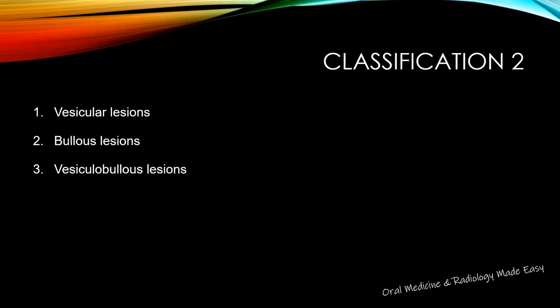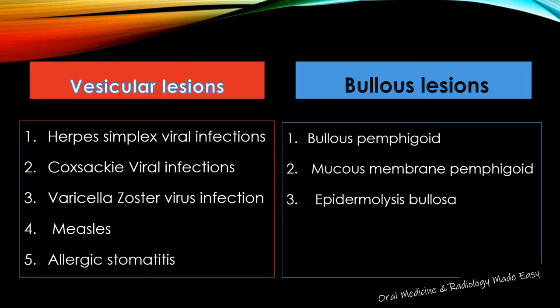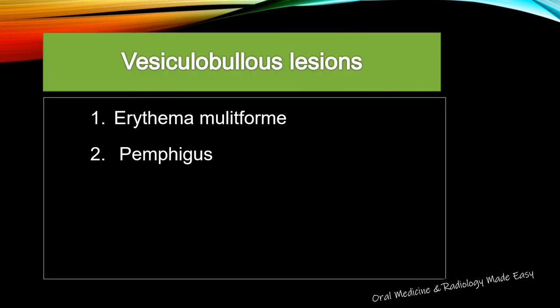The second classification is based on the clinical presentation, whether it is predominantly vesicular lesions, predominantly bullous lesions, or consists of both vesiculobullous lesions. Under vesicular lesions, we have herpes simplex infection, Coxsackie virus infection, varicella zoster infection, measles and allergic stomatitis. Under bullous lesions, we have bullous pemphigoid, mucous membrane pemphigoid and epidermolysis bullosa. The diseases which present as both vesicles as well as bullae are erythema multiforme and pemphigus.